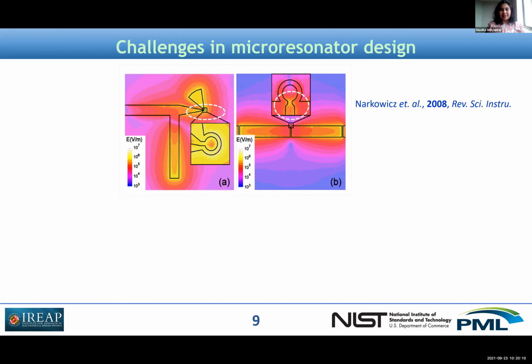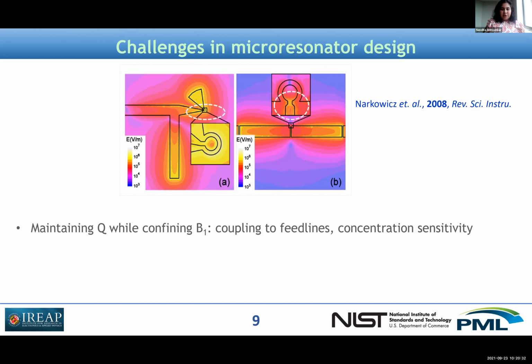And the second is that because all the elements in the lumped circuit are squished together, you have very improper separation between the electric field and the magnetic field regions, and that causes further losses from lossy samples such as aqueous samples.